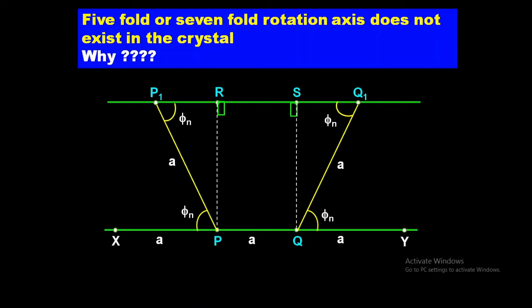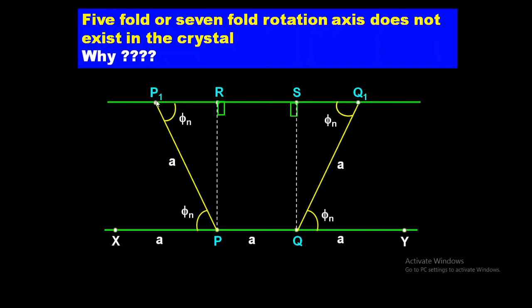Now PRSQ is a rectangle, and if side PQ is a, then RS is also a. Now we have to find P1R and Q1S. In the triangle P1RP, which is a right angle triangle, this angle is phi n, and P1P is the hypotenuse, because the side opposite the 90-degree angle is called the hypotenuse. P1P is the hypotenuse, that is a, and this angle is phi n.